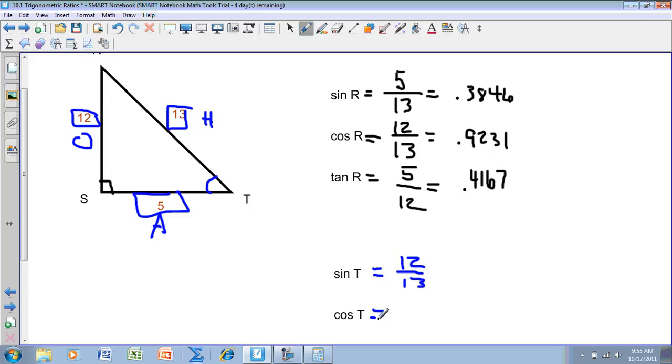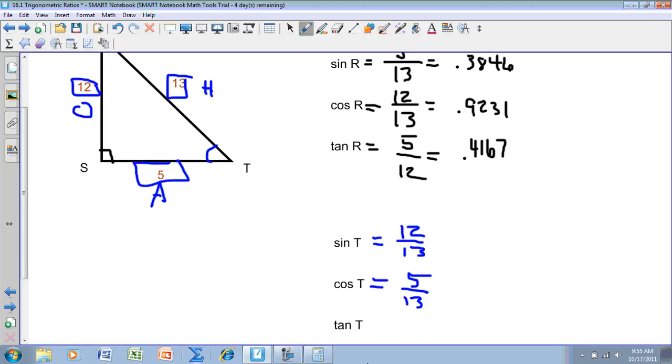What about the cosine of T? Cosine is adjacent over hypotenuse. That's 5 over 13. Hey, the sine and the cosine, they just switched around, didn't they? It's probably going to happen anytime you're dealing with two angles in the same triangle. And finally, the tangent of angle T is going to be opposite over adjacent. And that was exactly the reciprocal of what the tangent was there.